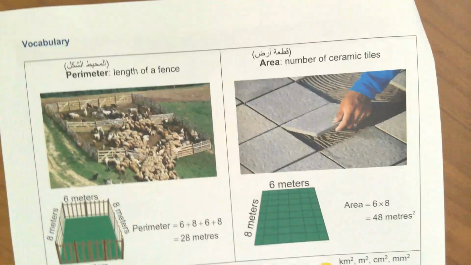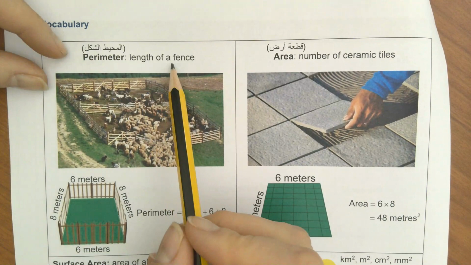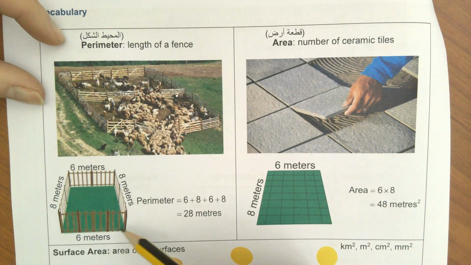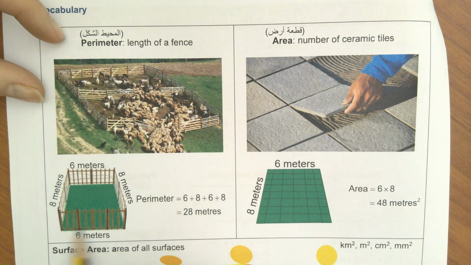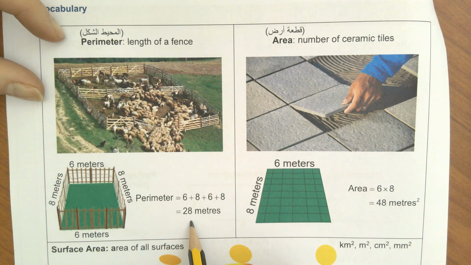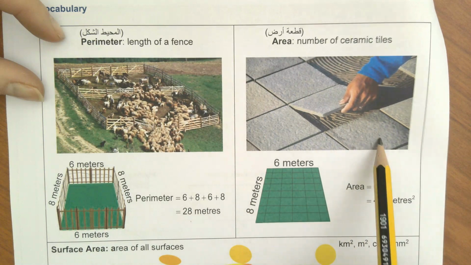So here, we have perimeter and area. So perimeter, if I want to find the perimeter of something, all I have to do is find the distance of, like, the outside, the fence around something. So here the perimeter is just 6 meters plus 8 meters plus 6 meters plus 8 meters, which is 28 meters. Okay? But area is like we're putting ceramic tiles on the floor.